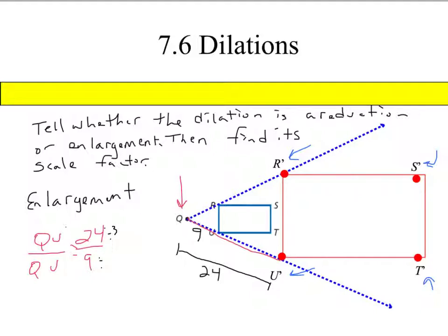3. Divide each one by 3, and we get 8 over 3. Okay, so this is an enlargement with a scale factor of 8/3. To go from my pre-image to my image, it has an enlargement of 8/3. So again, from the center of dilation to your image, that is going to be your numerator, and from your center of dilation to your pre-image, that is going to be your denominator.